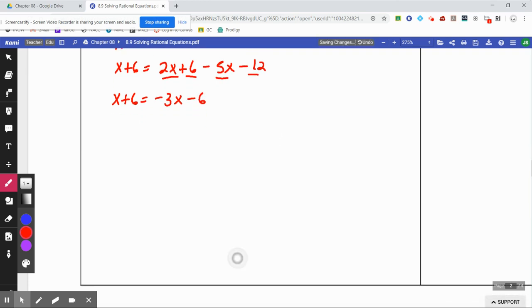Now let's move our x's to the left. Minus 3, let's add 3. It gives me 4x. Plus 6, let's subtract 6. Gives me a negative 12. So therefore, x is negative 3.